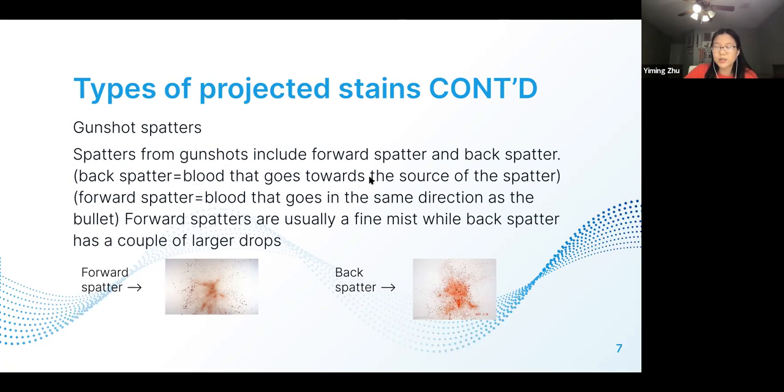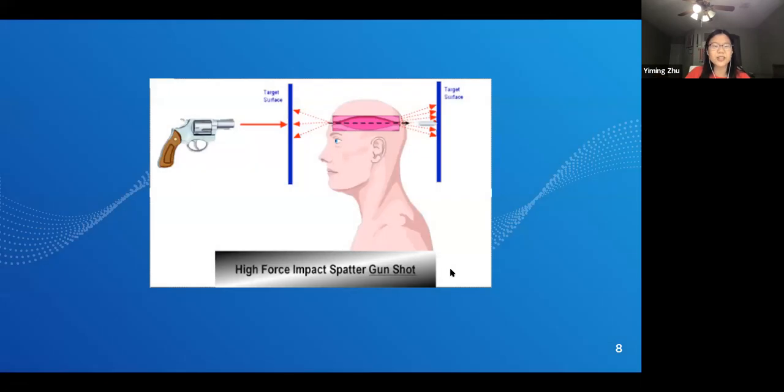So back spatter goes towards the source of the spatter. The drops are a little bit bigger, and then forward spatter is blood that goes in the same direction as the bullet. So these are kind of like a fine mist, while these have a couple larger drops. Again, I couldn't really find a good picture of it, but I have this, which should make it a little bit less confusing.